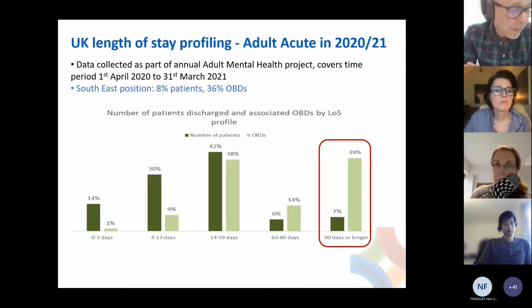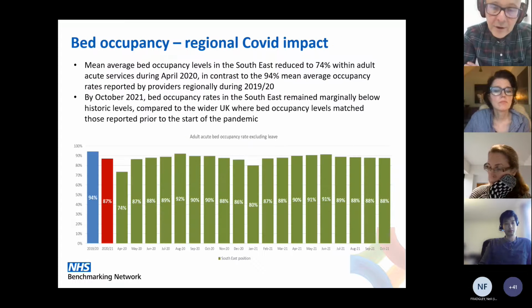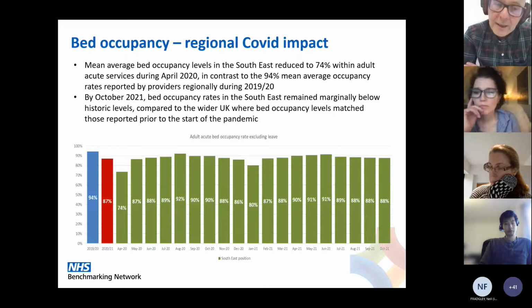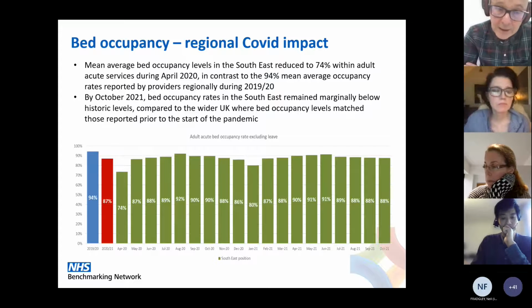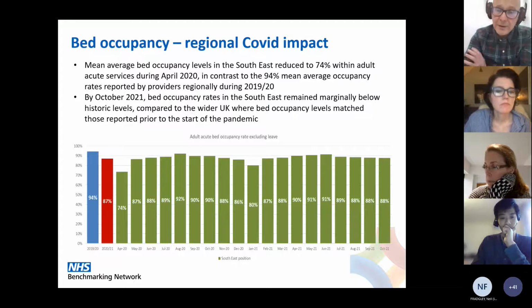The next chart is bed occupancy. So again, this is the region's story. This is interesting actually. So the region started out at 94% pre-COVID. In the COVID year, obviously, because we had low occupancy in April, May and June, it dipped to 87%. You can see that on the monthly positions.